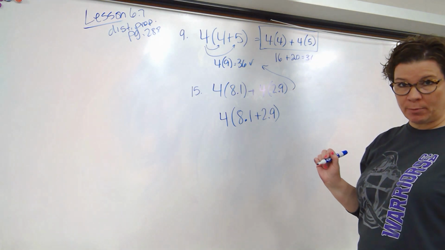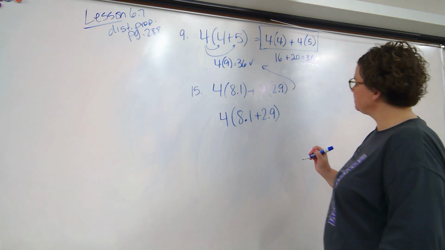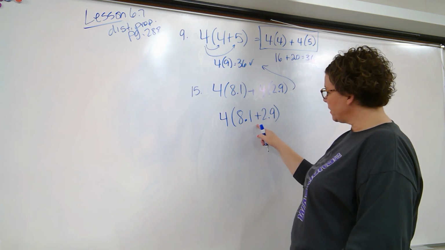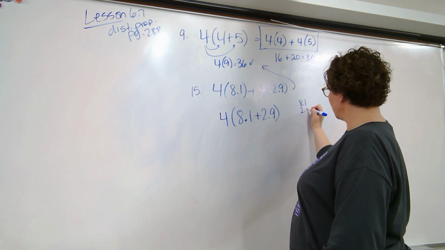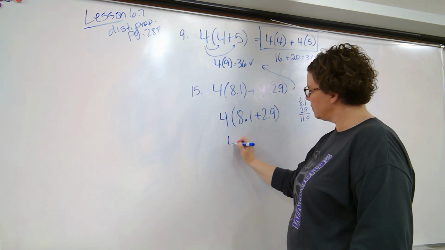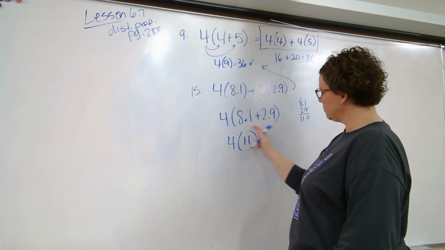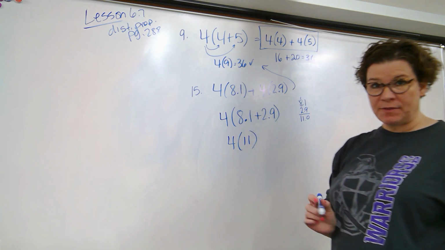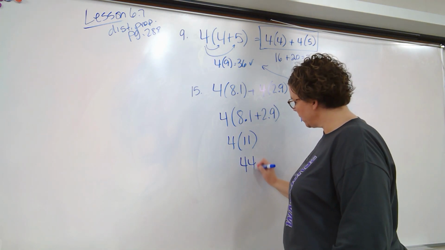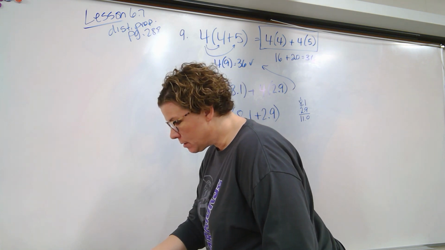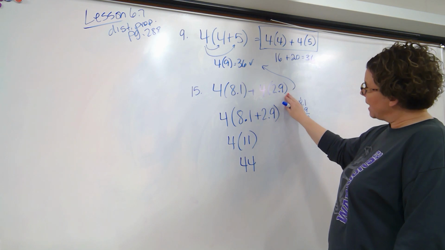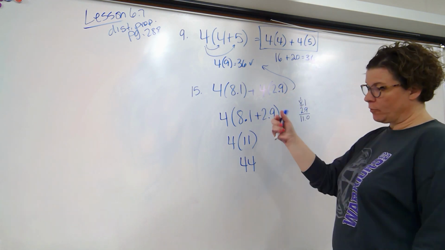This is the distributive property. So now I can do this addition. 8.1 and 2.9, 8, 9, 10, 11, gets me 11. This is 11 in the parentheses. I'm adding two numbers that have the same sign, so I just add them up. There you go. The answer is 44. 44 is the answer to number 15, because I basically used the distributive property in reverse.